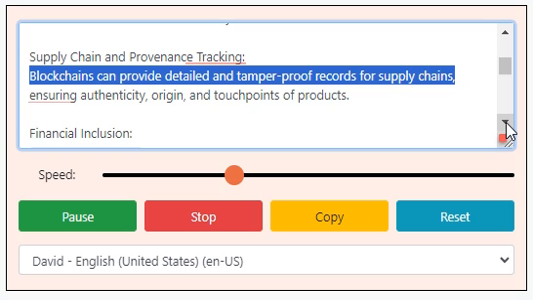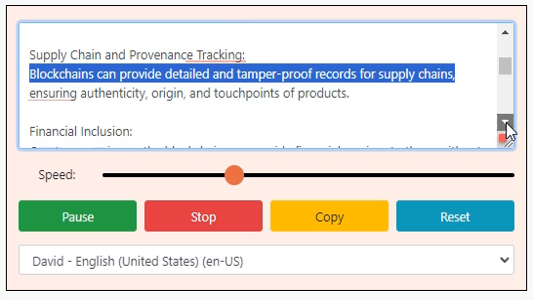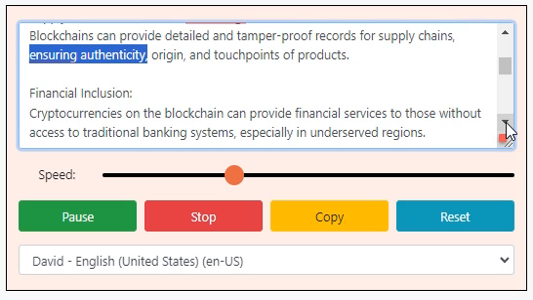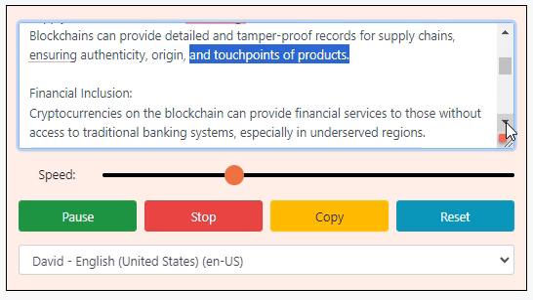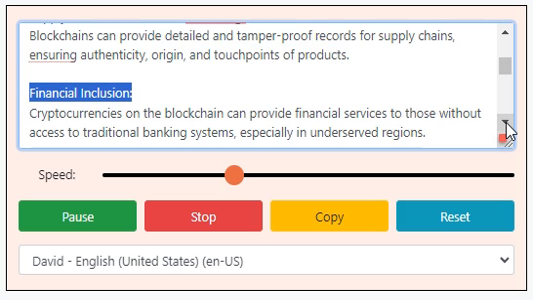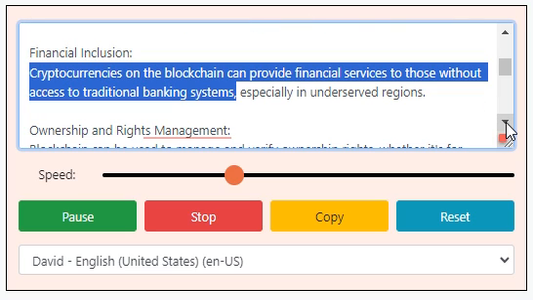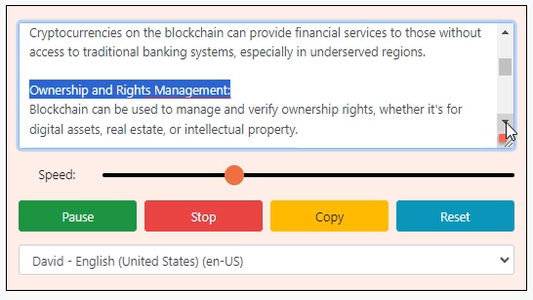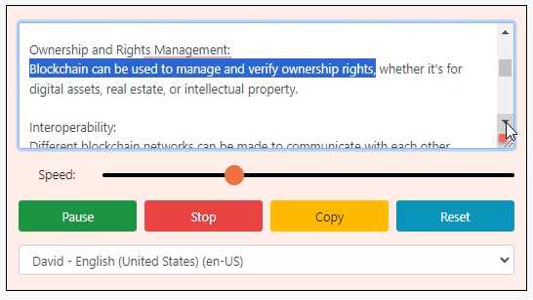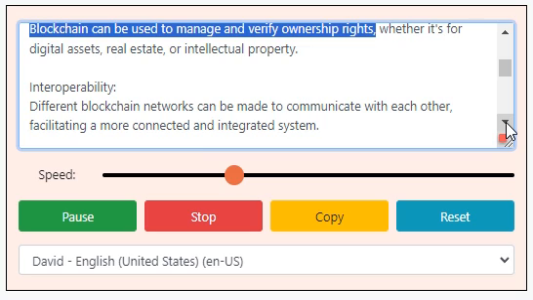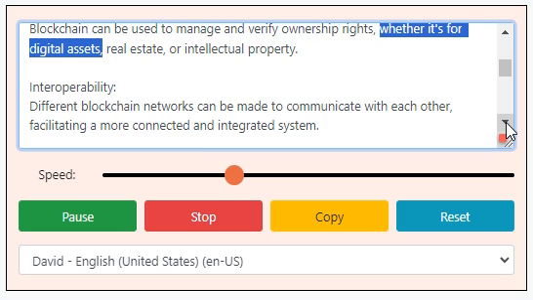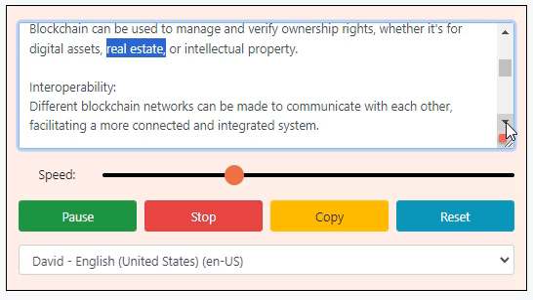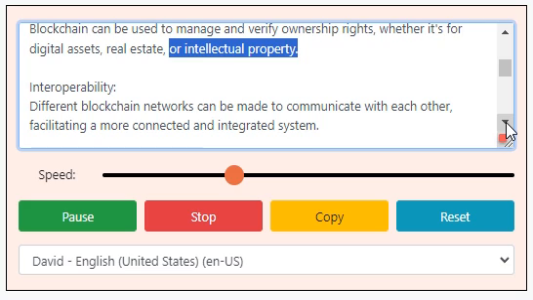Supply chain and provenance tracking. Blockchains can provide detailed and tamper-proof records for supply chains, ensuring authenticity, origin, and touchpoints of products. Financial inclusion. Cryptocurrencies on the blockchain can provide financial services to those without access to traditional banking systems, especially in underserved regions. Ownership and rights management. Blockchain can be used to manage and verify ownership rights, whether it's for digital assets, real estate, or intellectual property.